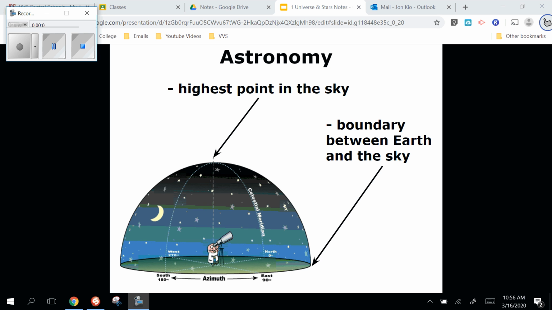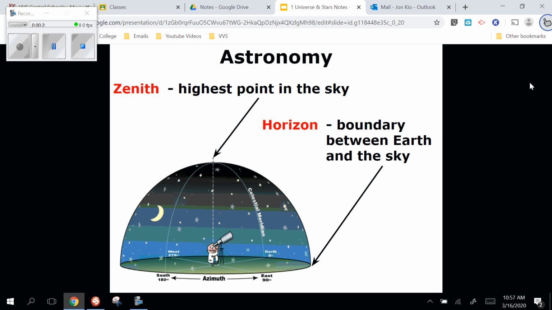All right, on to astronomy. First thing, a couple little reference places. All right, highest point in the sky above your head is what we call the zenith. The boundary between the earth and the sky, the horizon. We use those as reference places, reference points.